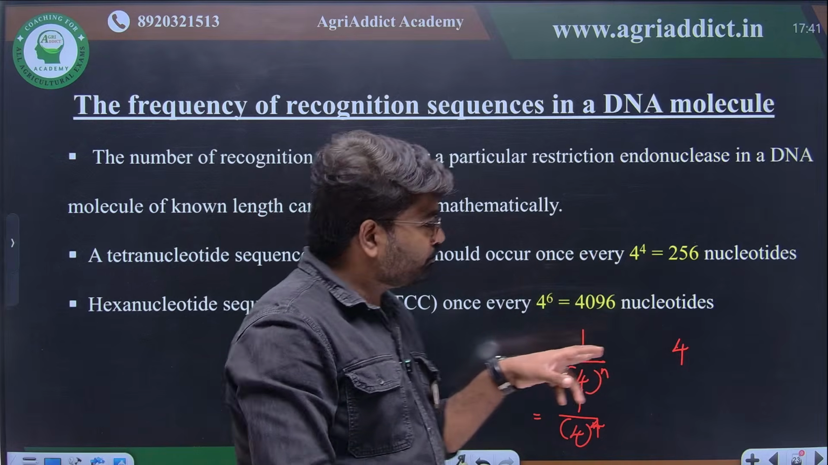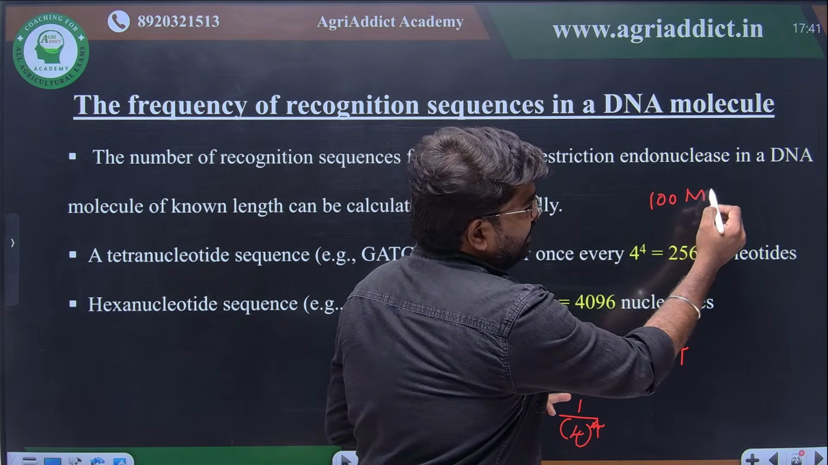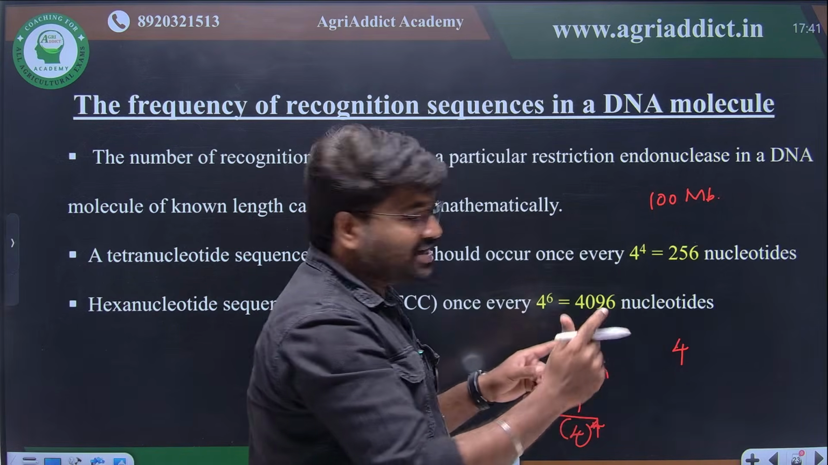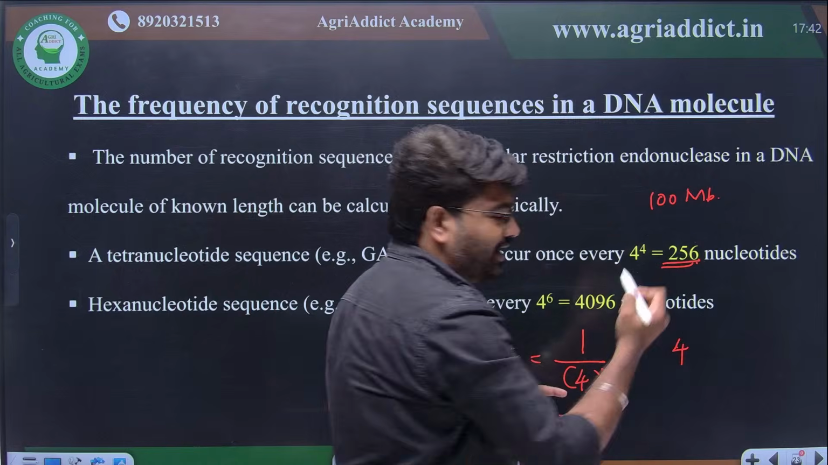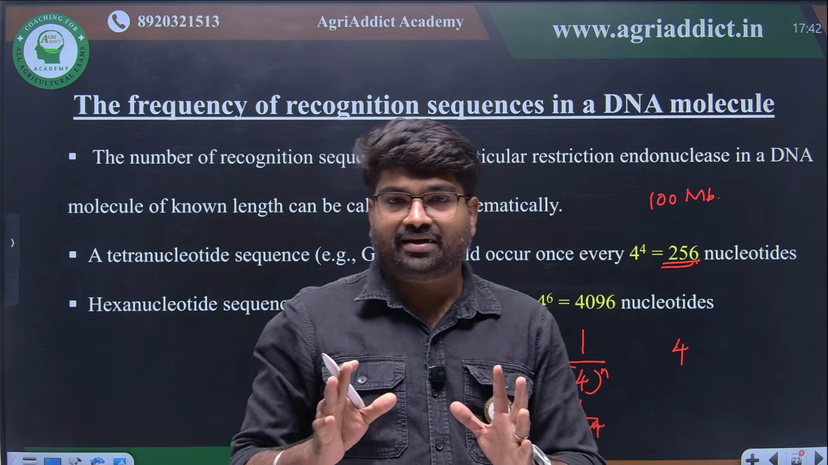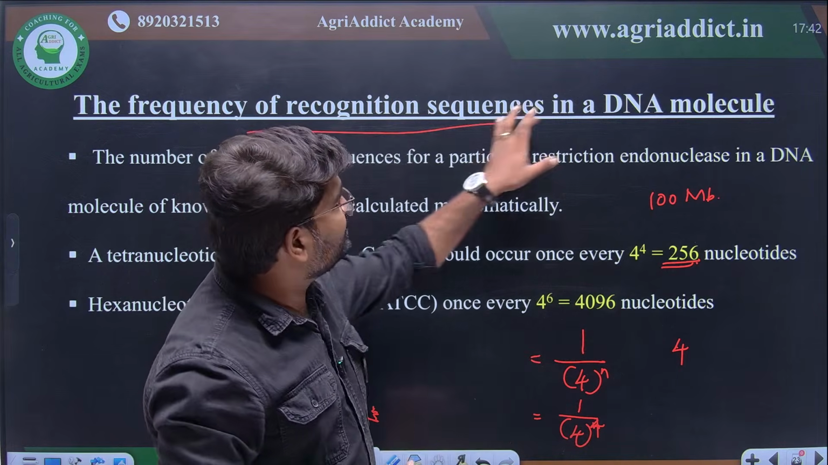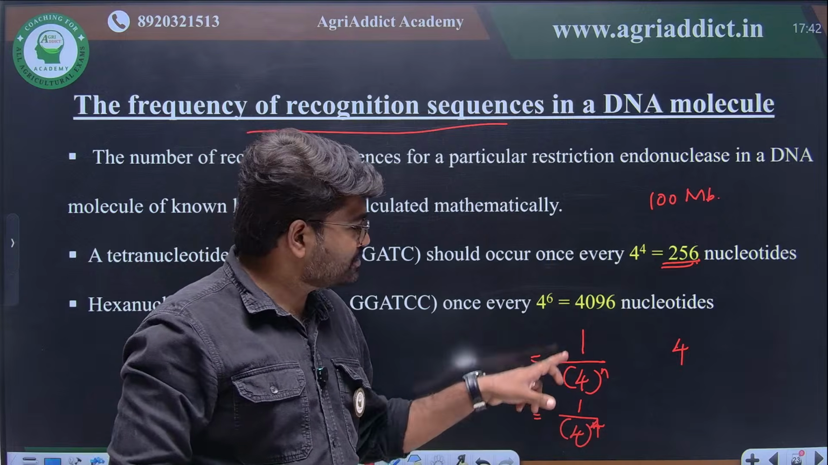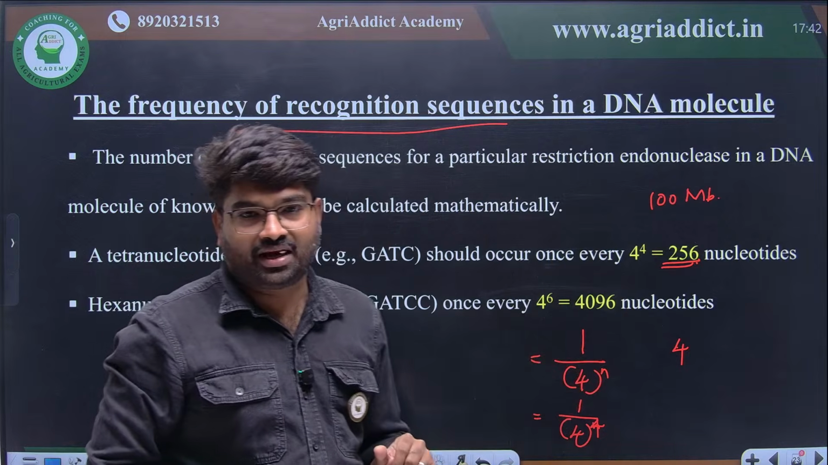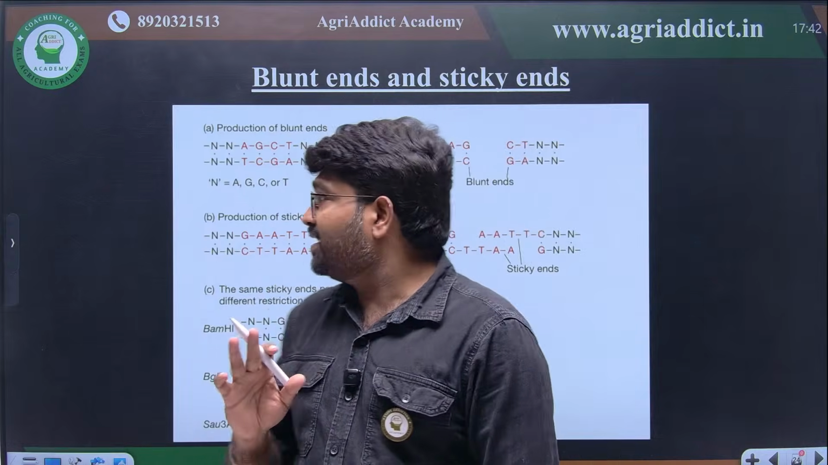So what it is saying is, if our DNA is 100 MB in size, 1 in every 256 nucleotides, the enzyme may go and cut the site, like that. Clear? So the formula for finding the recognition sequence in a DNA molecule is 1 by 4 power n. I hope this is clear for everyone. 1 by 4 power n.